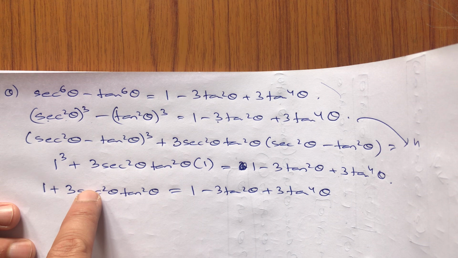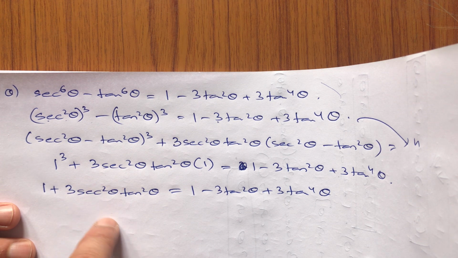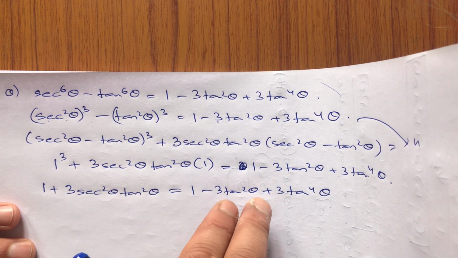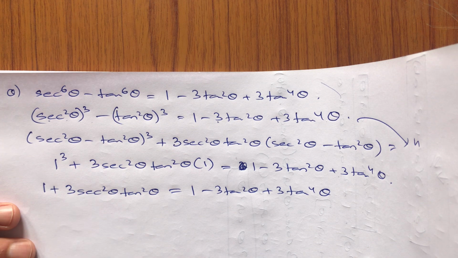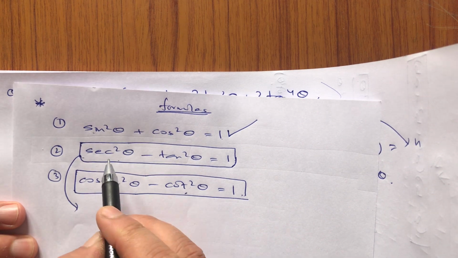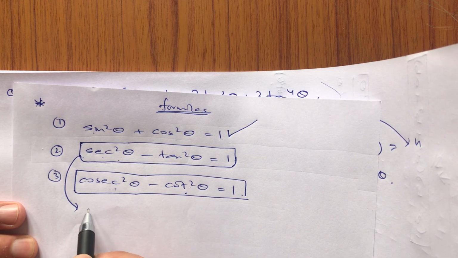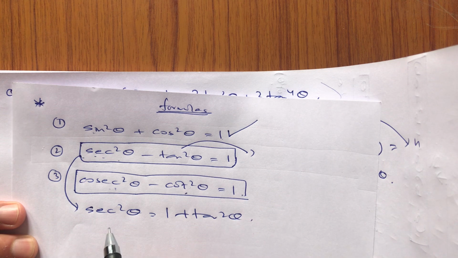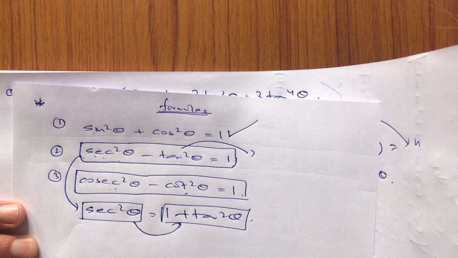We don't have any sec on the right. So somehow if I replace the sec, and in its place put my tan, then at least the only trigonometric term on both sides will be tan. So is it possible? We'll have to manipulate this. Sec squared minus tan squared is equal to 1, so I can write sec square theta as 1 plus tan square theta. So I can take out the sec square, and in its place put 1 plus tan square theta.